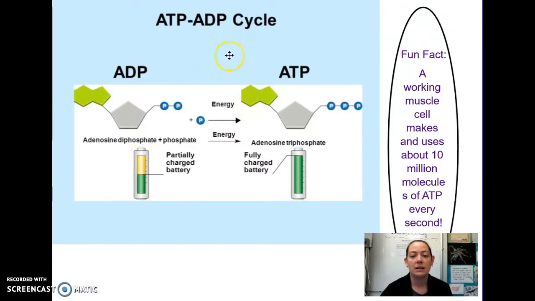So ADP can become, again, ATP. And then that last phosphate gets lopped off, becomes ADP again, and gets recharged. And it gets used and recharged all the time. So fun fact, a working muscle cell in your body makes and uses about 10 million molecules of ATP every second. That's crazy.